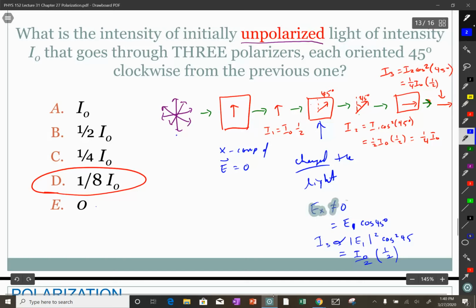I'm going to erase just this bottom part. Actually, I'm pretty sure I know where I made my mistake, but it's not worth coming back. All right.